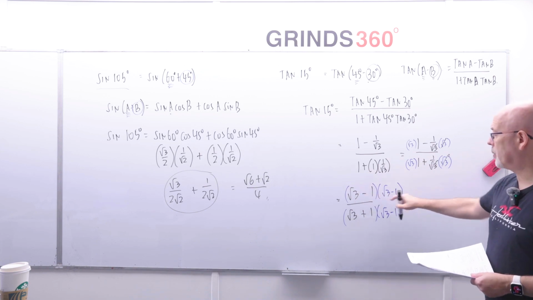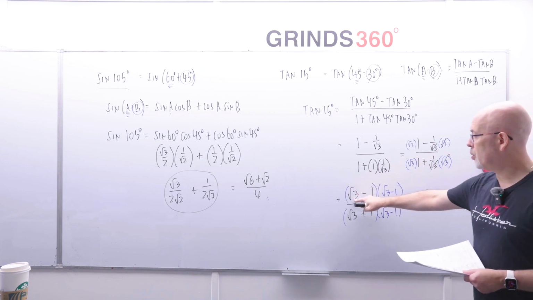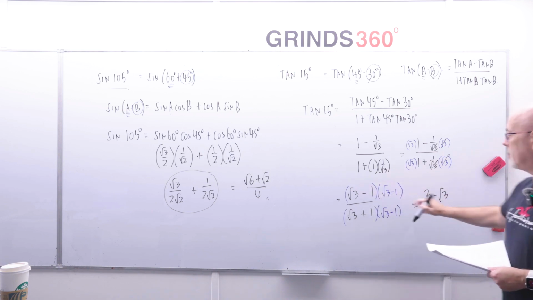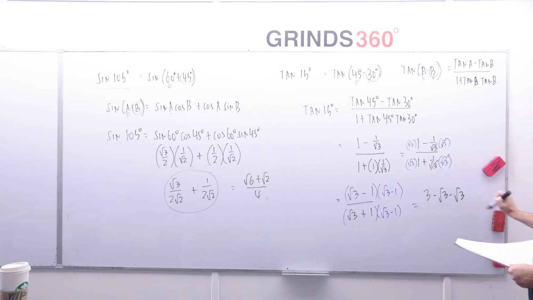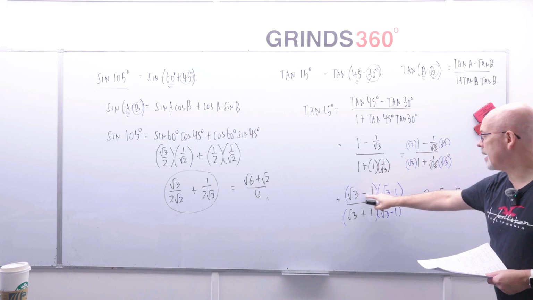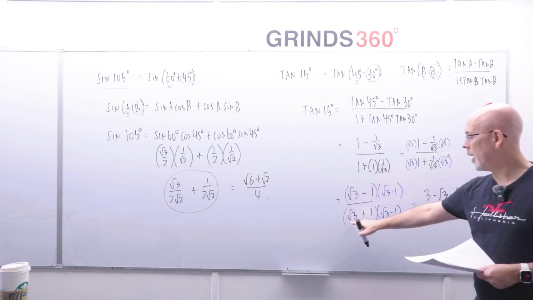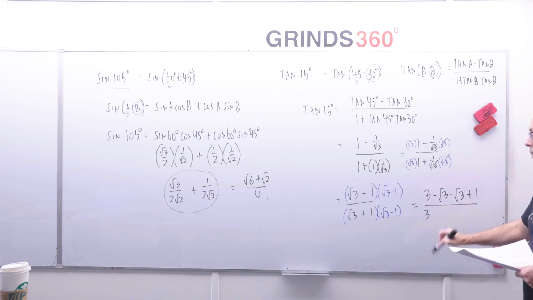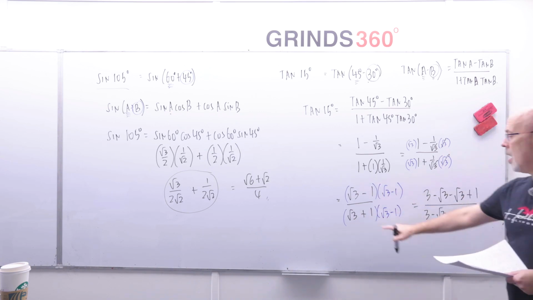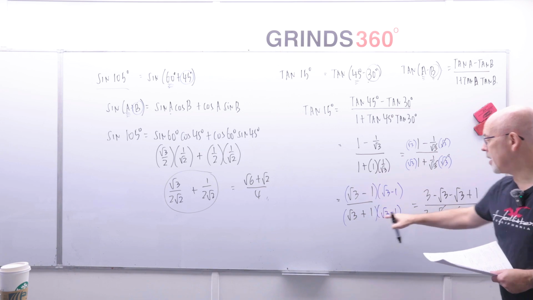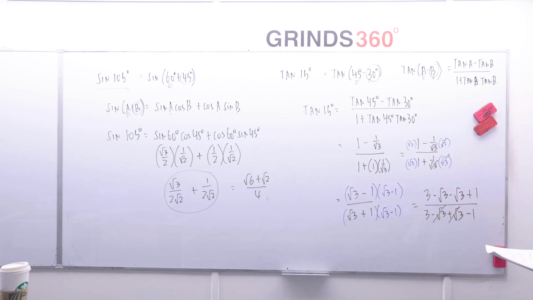So root 3 by root 3 is 3. Root 3 by minus 1 is minus root 3. Minus 1 by root 3 is minus root 3. And then minus 1 by minus 1 is plus 1, like that. And then below the line, root 3 by root 3 is 3. Root 3 by minus 1 is minus root 3. Plus 1 by root 3 is plus root 3. That's the point, because you can see the plus and minus root 3 will cancel there. And plus 1 by minus 1 is minus 1 like that.